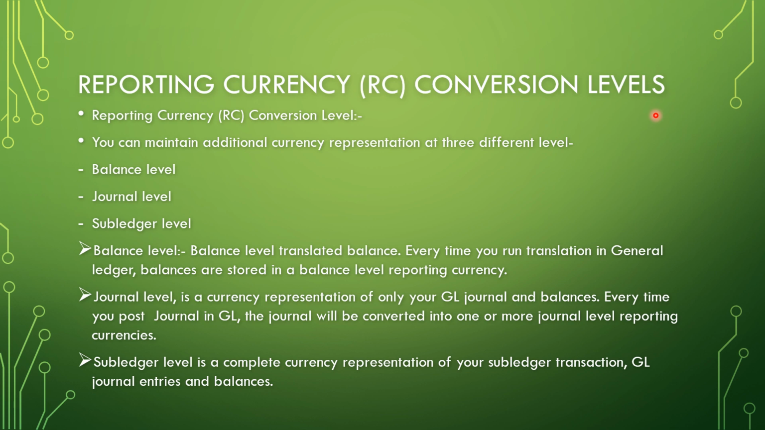You can read it. The same thing: balance level, journal level, subledger level. We have seen these in various things, even in the SLA. Here also the same levels. Reporting currency we call RC. So the three levels can be maintained.